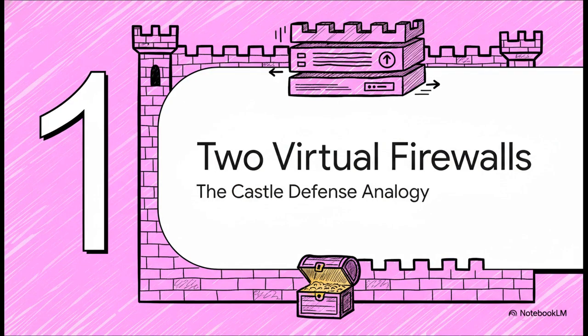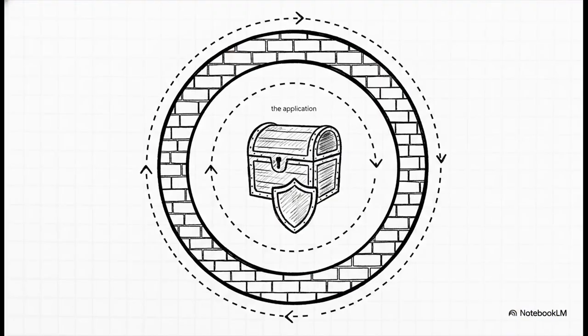Okay, let's get started. I want you to picture your VPC as a massive castle. And inside that castle, running on a server, is your application. That's the crown jewels, the treasure we need to protect. Now, to guard that treasure, AWS doesn't just give you one lock. It gives you two totally distinct layers of firewall protection. Think of them as a giant outer wall and a dedicated personal bodyguard. Each one has a very different job.